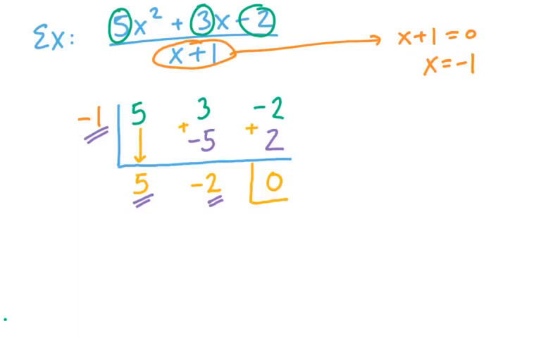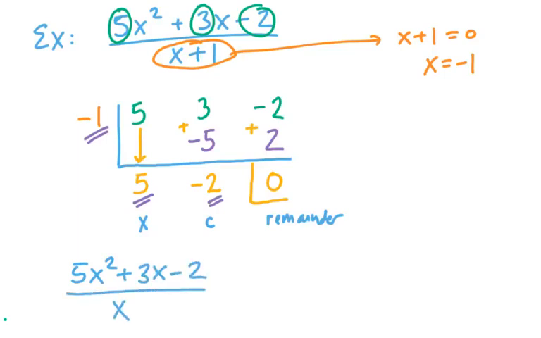Whenever you're stuck on how to interpret the answer, ask yourself what degree you began with. So we began with a 5x squared term. We divided it by an x term, so that means our solution will have an x term, a constant term, and then potentially a remainder. In this case, we don't have a remainder. So our answer could be expressed as 5x squared plus 3x minus 2 divided by x plus 1 is equal to 5x minus 2. Remainder is 0, so I don't need to tag on a plus anything for that remainder term. Cool, so that would be the result of this synthetic division.